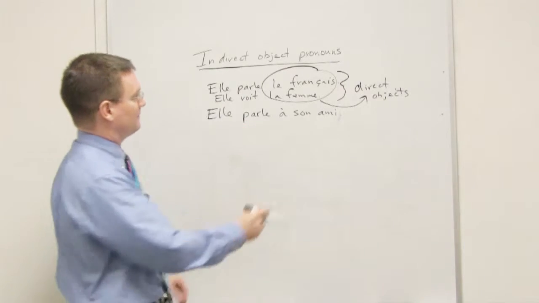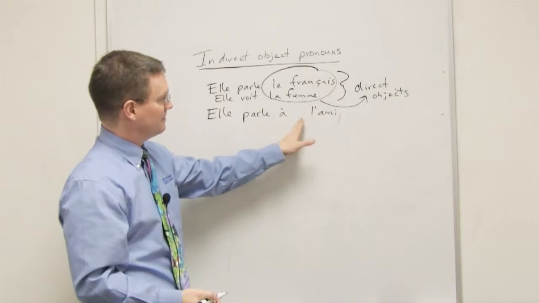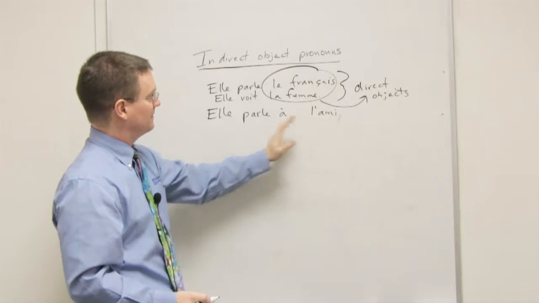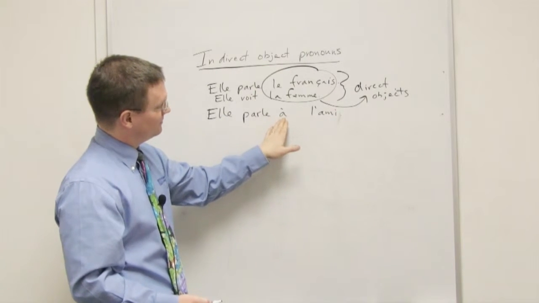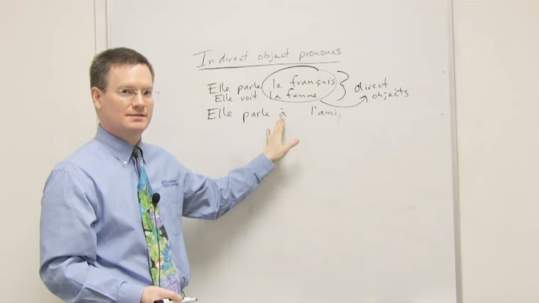Now in this one, notice you have this preposition: she's speaking to the friend. Notice you have "to" here, so it's not direct. It's not considered grammatically direct, it's indirect.